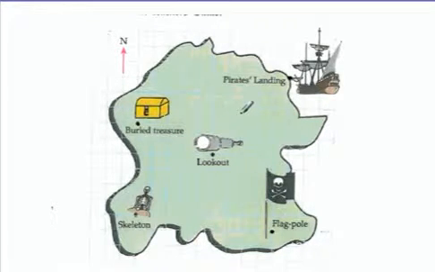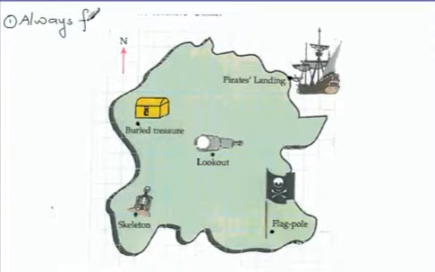Now, to find a bearing, you need to know, there are basically three conditions. The first condition is it is always from the north. Always from north. That's the first condition.